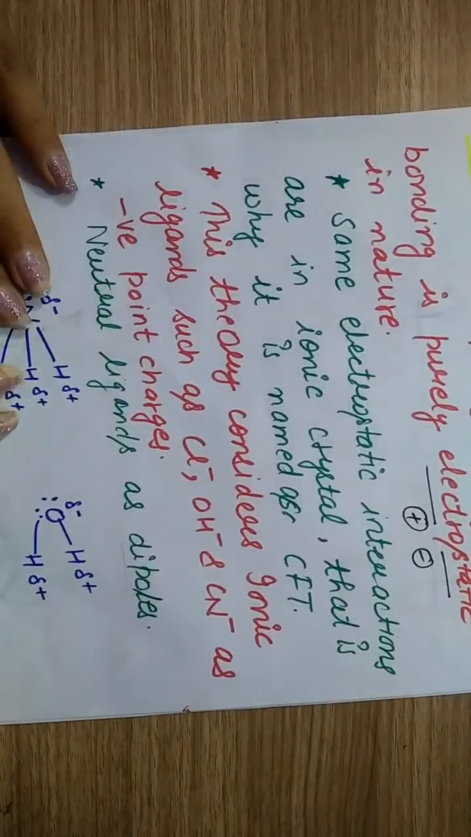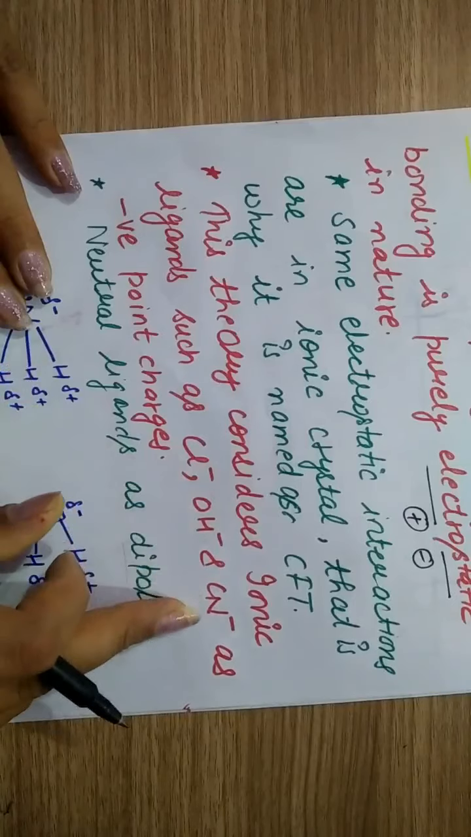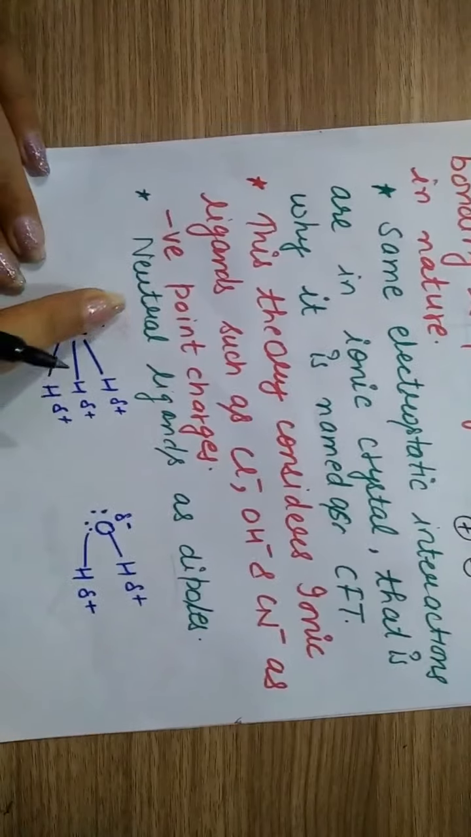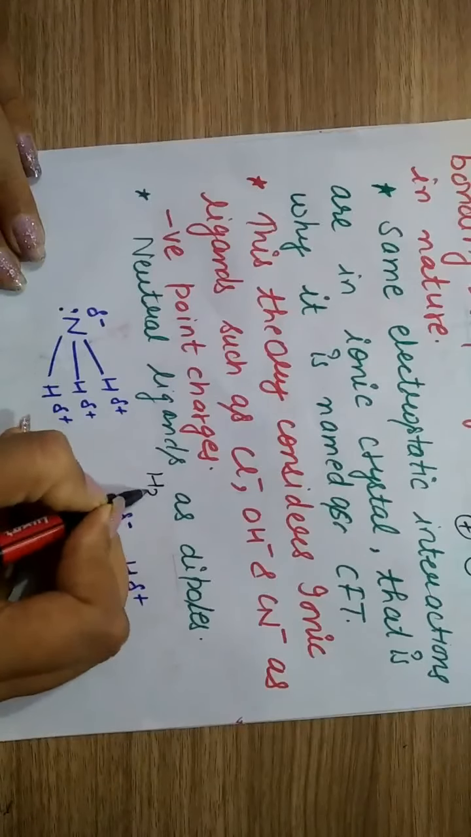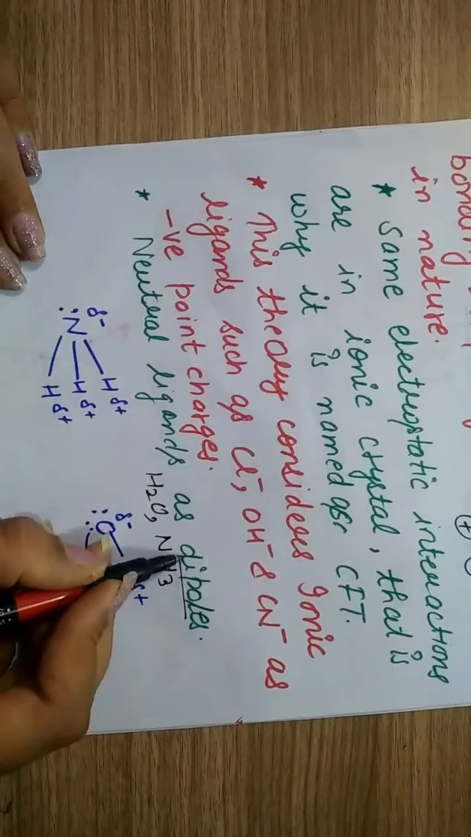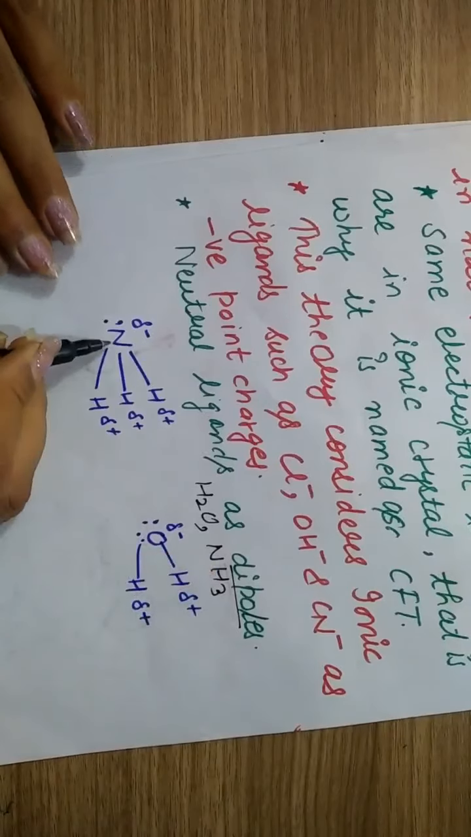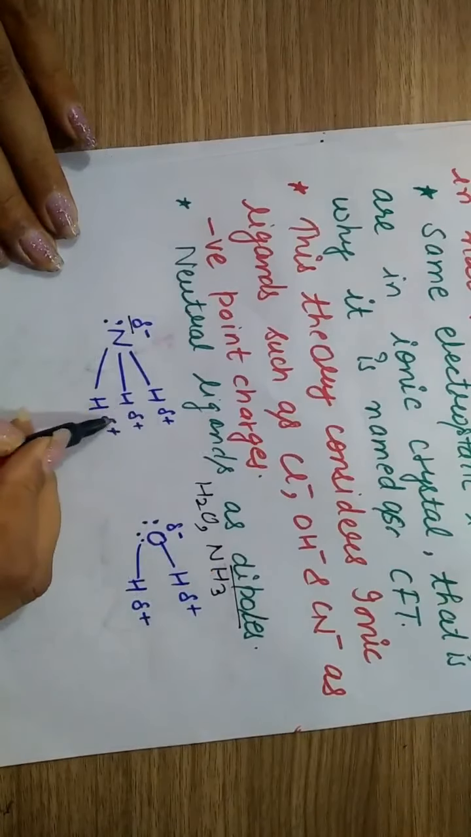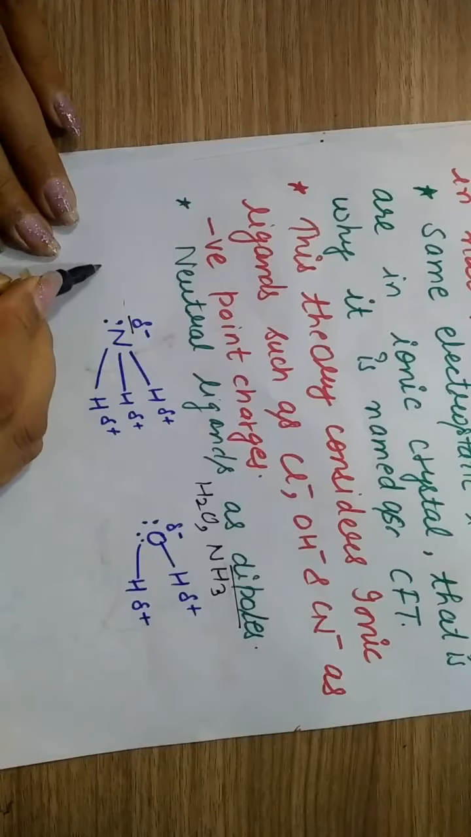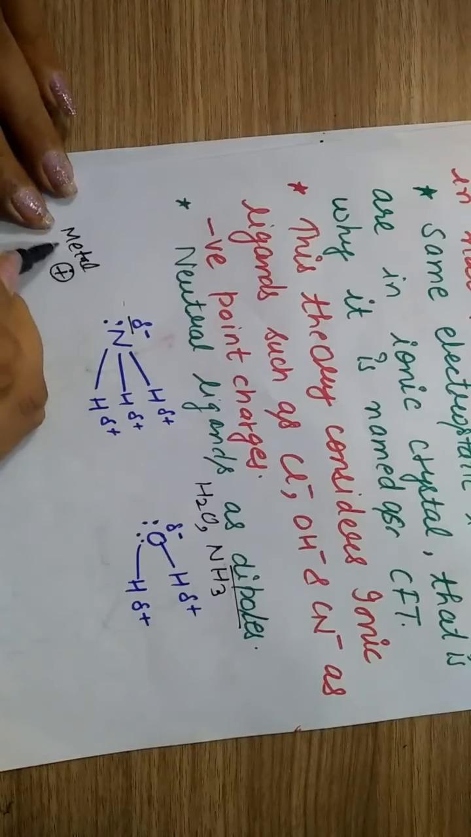Now, according to this theory, ionic ligands such as Cl negative, OH negative, CN negative are considered as negative point charges. And neutral ligands such as H2O and NH3 are considered as dipoles, in which we have two poles. Like in this NH3 ligand, this is the negative pole and this is the positive pole. This negative pole is always directed toward the metal cation, which is positively charged.